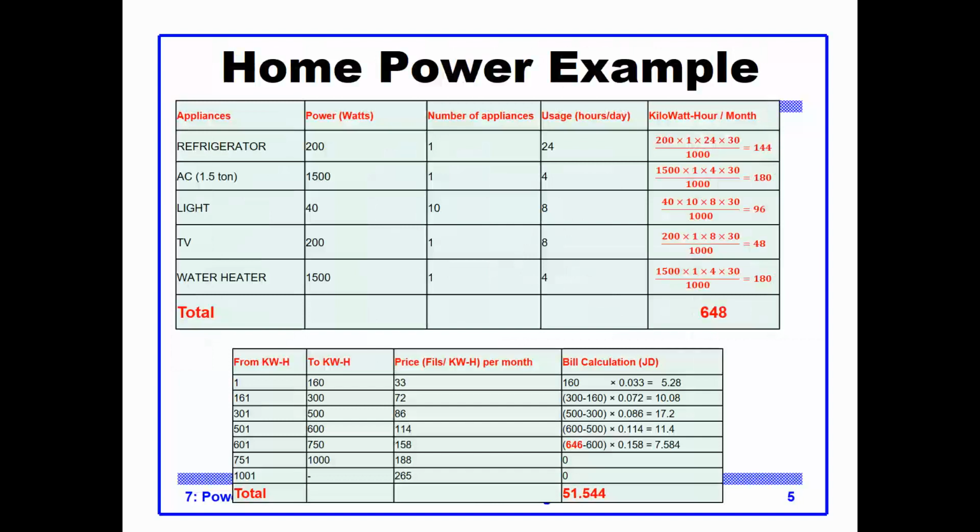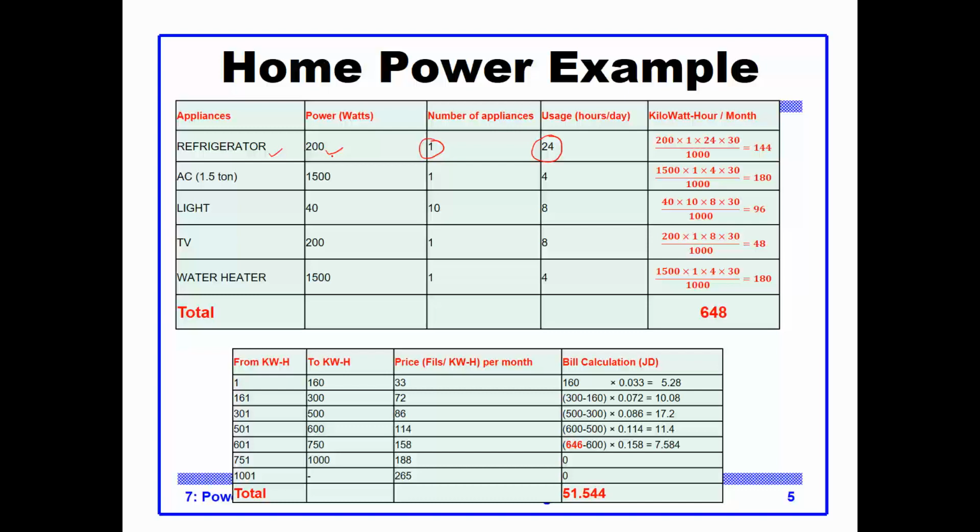So if, for instance, you have in your home a refrigerator which consumes 200 watts, and you have one refrigerator turned on 24 hours. I do understand that the refrigerator and other devices go into cycles of operation, but for simplicity, let's say it consumes 200 watts all the time.